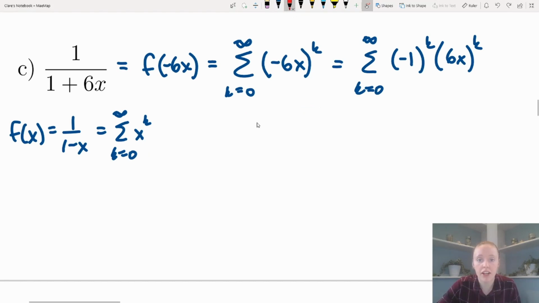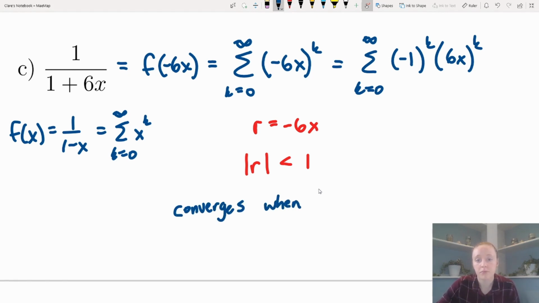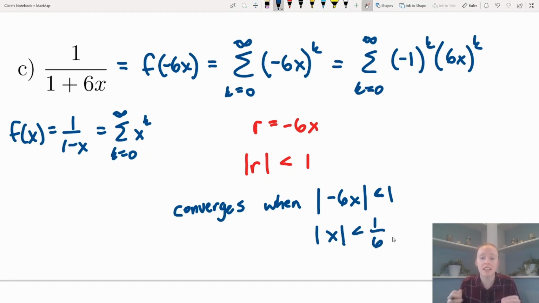So if our r value is equal to negative 6x, remember we converge when the absolute value of r is less than 1. So we're going to converge when the absolute value of negative 6x is less than 1. So I can divide that 6 over, so that's going to be when the absolute value of negative x, or simply just the absolute value of x, is less than 1/6. So we're converging as long as x is between negative 1/6 and 1/6.